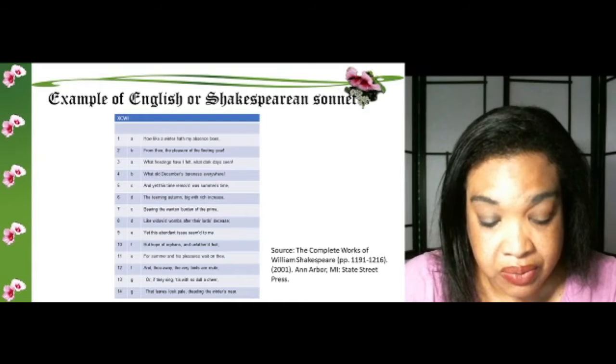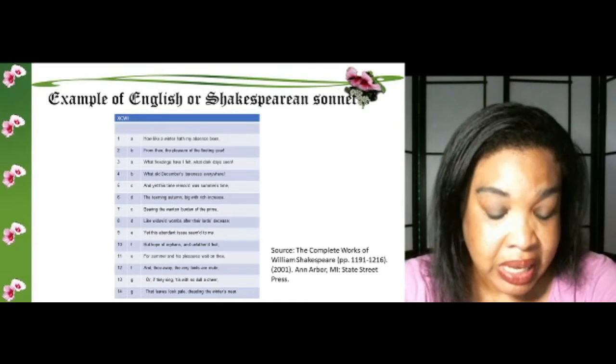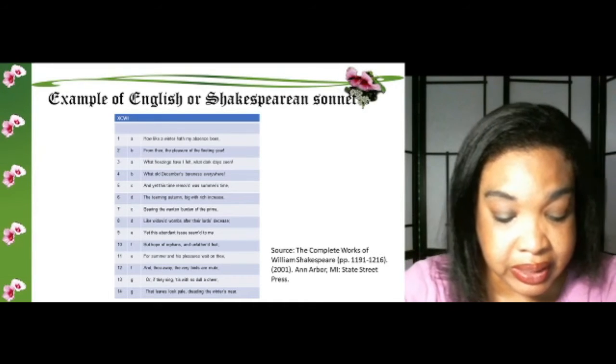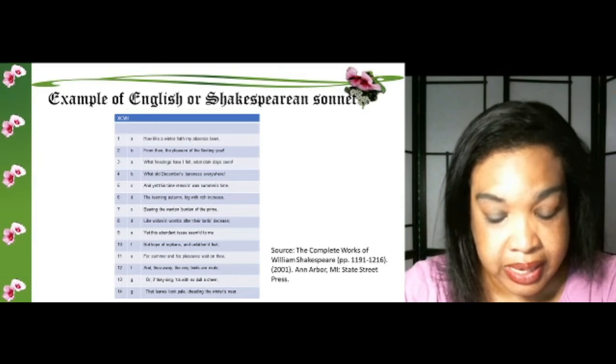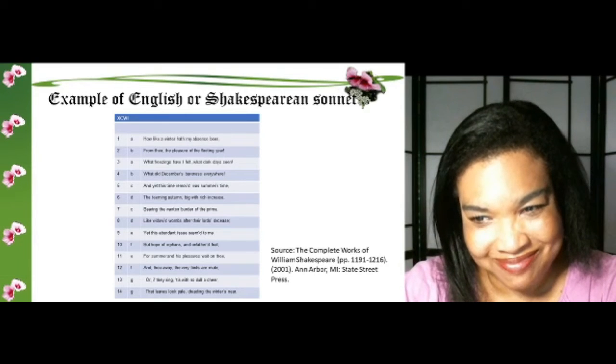But if I'm counting my numbers right, C is 100, X before the C is 90. So this is sonnet 97. And if I'm wrong, please correct me.